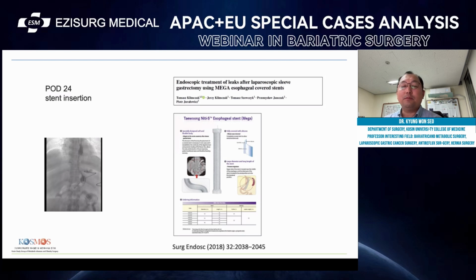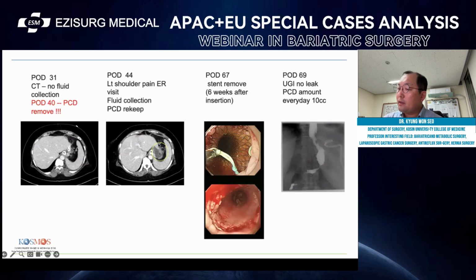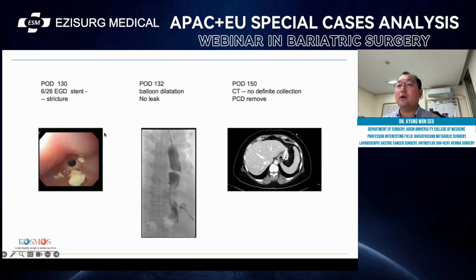Fortunately, an experienced radiologist performs this procedure very well. Afterwards, percutaneous drainage was inserted for 2 to 3 months, and the drain was exchanged repeatedly until the amount of drainage decreased. To make matters worse, stenosis developed at the site where the stent was placed.